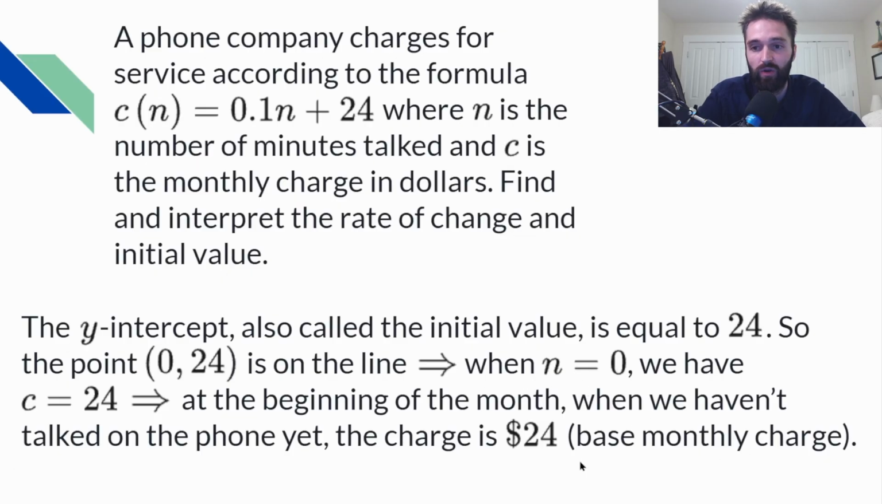And in the context of this problem, we can call this the base monthly charge, because the phone company is charging you $24 no matter what, right? Even if you haven't talked on the phone at all, even if n is 0, you're still being charged $24 per month. And then it goes up for each minute, and it goes up by a rate of 10 cents per minute. Okay? So that's how we can interpret the rate of change and the initial value.